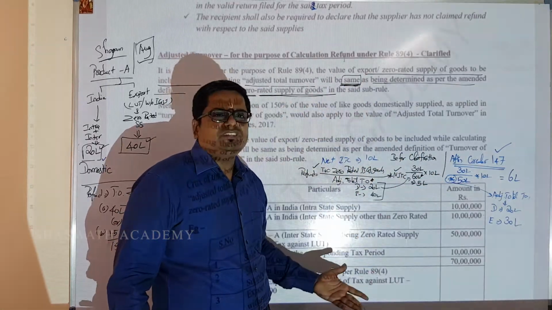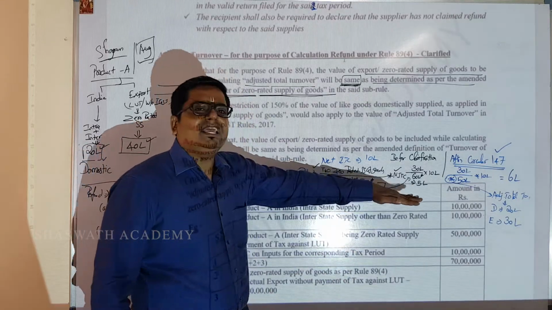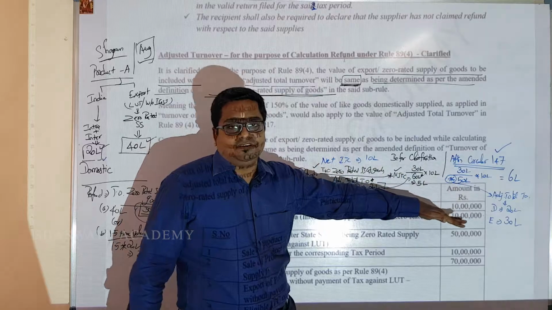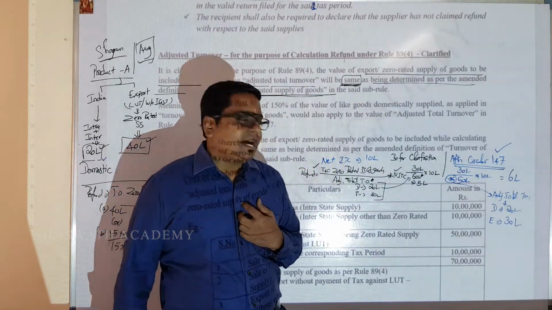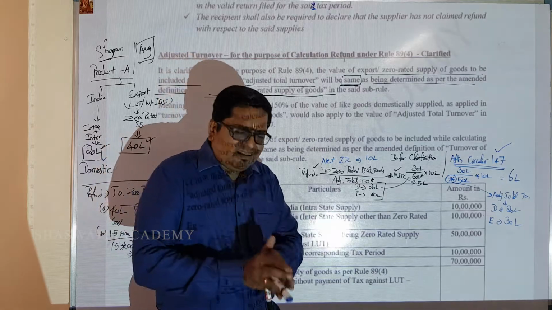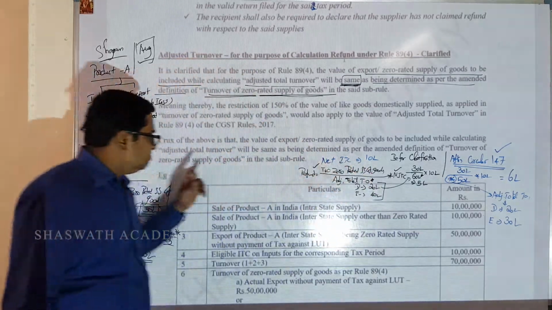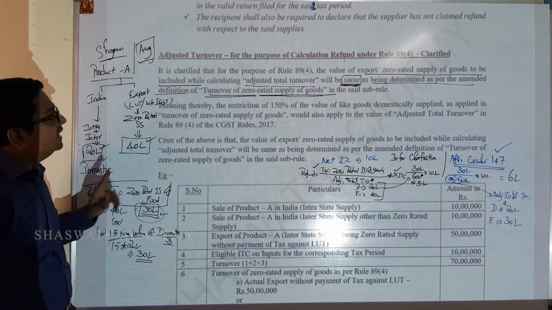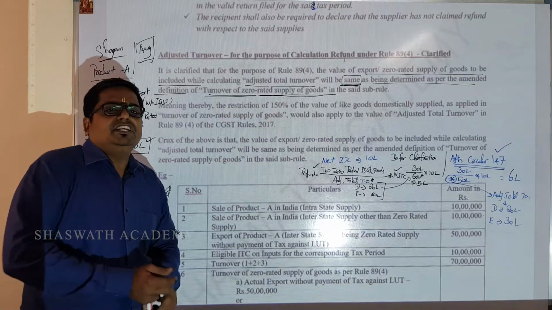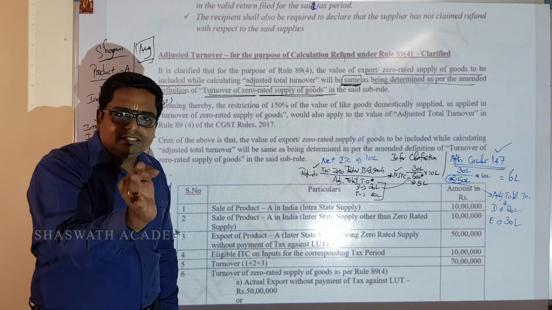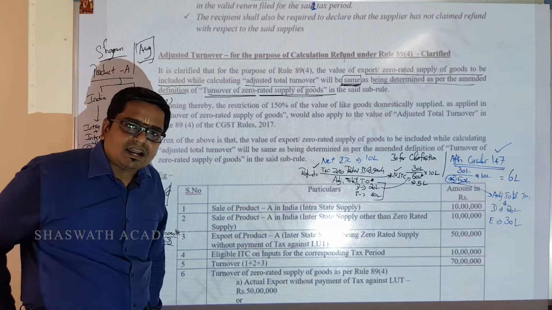So this calculation is draconian. We are learning this calculation for examination purposes, but as a litigation practitioner, I foresee a clear future for this particular provision. This particular Rule 89(4), the definition of turnover of zero rated supply, is bound to be struck down by the court, calling it ultra vires.